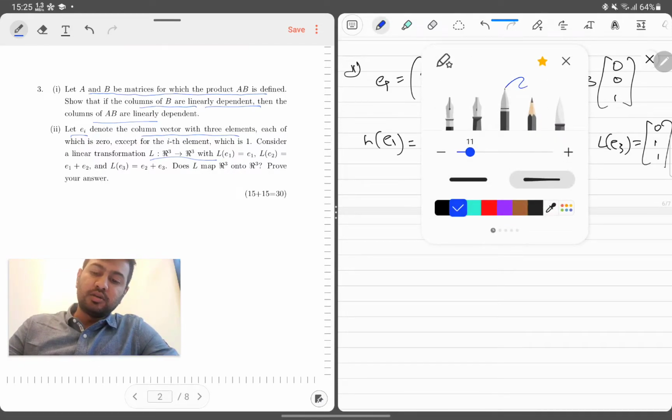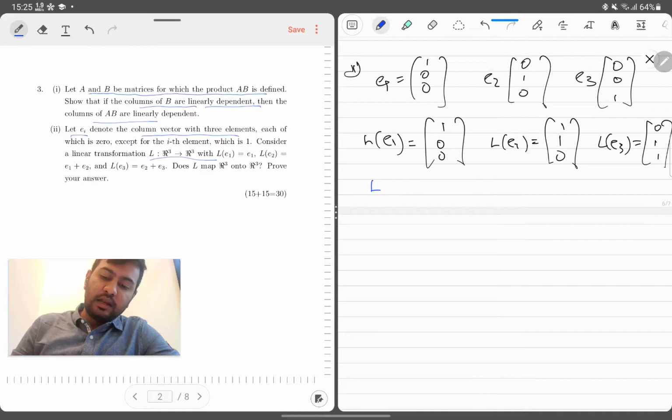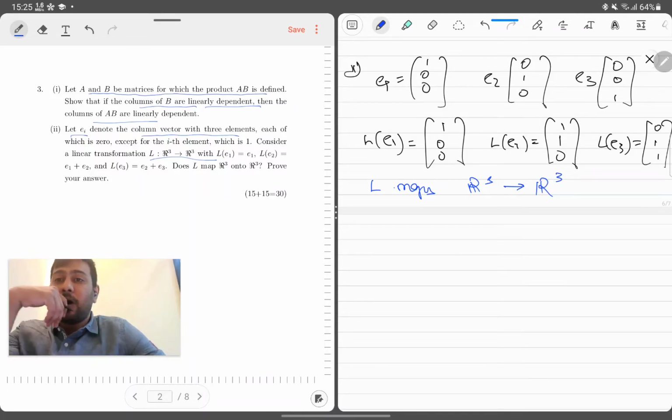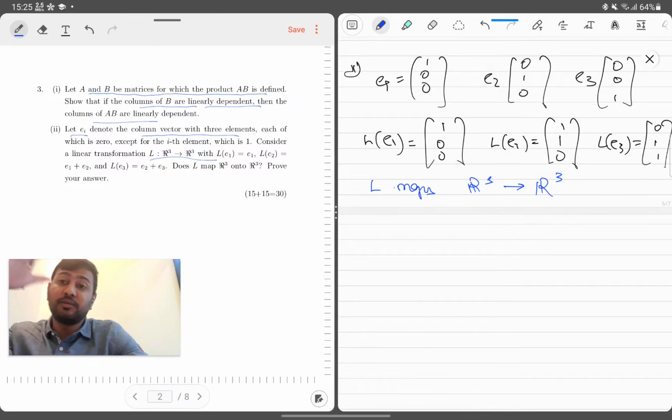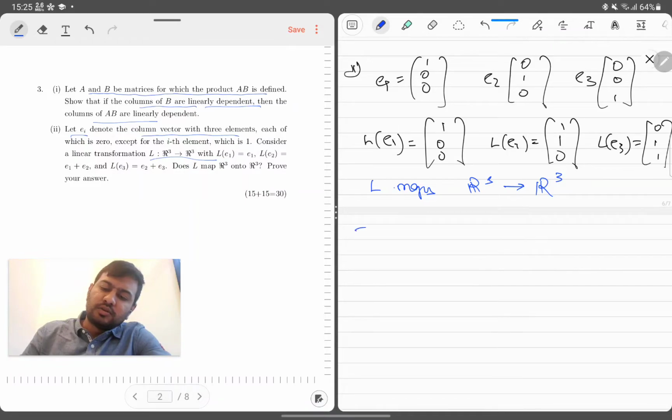Now what we have to show is that L maps R3 onto R3. Basically, the range of this function L must be the complete R3. That is what we have to prove. Okay, so let this first thing be equal to F1, this be equal to F2, and this be equal to F3.